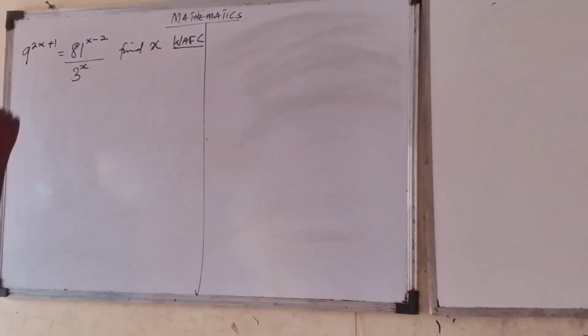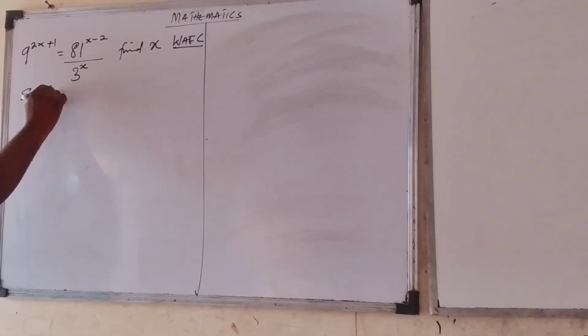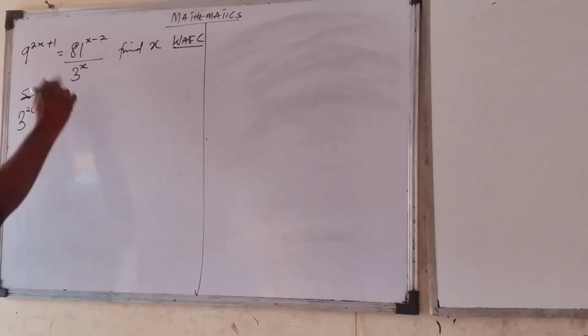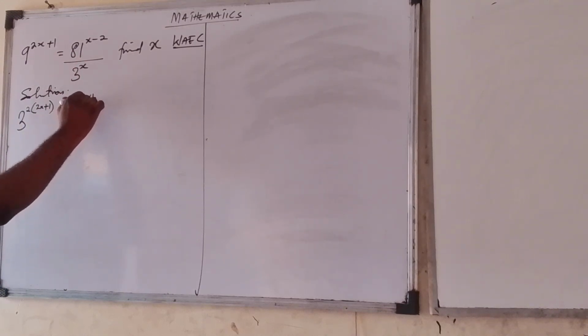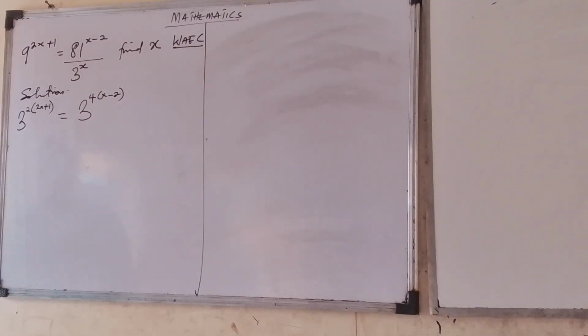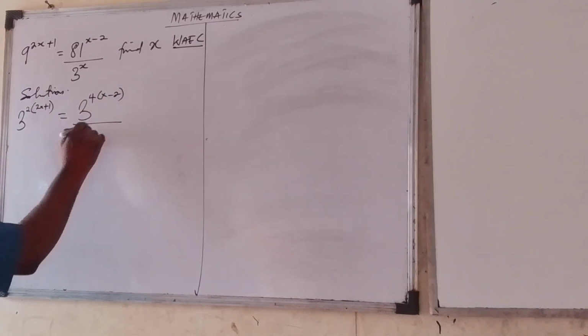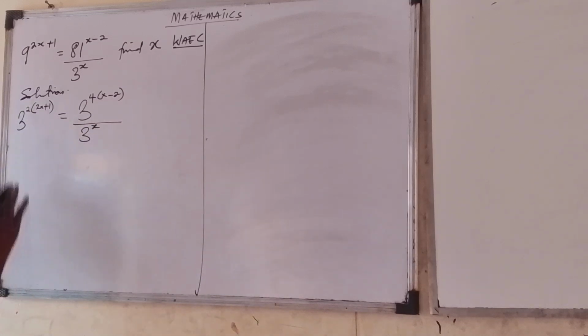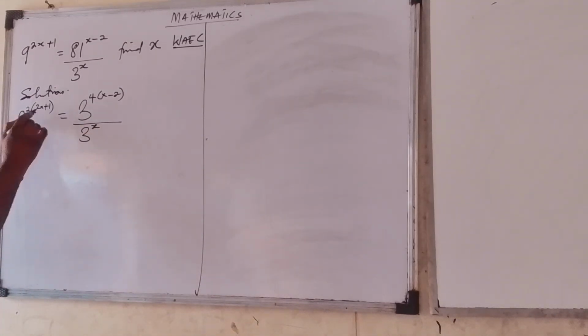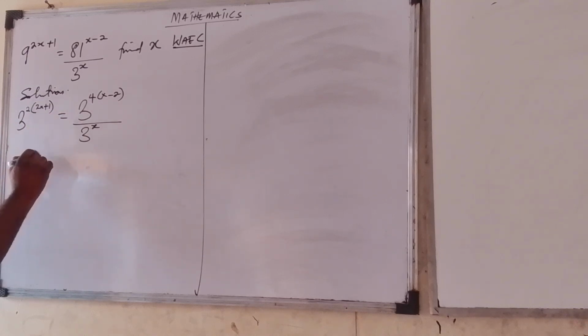So, solution. Now this is the same as saying 3. This 9 is 3 raised to the power of 2. Now remember there we have 2x plus 1 is equal to this 81 here, which is 3 raised to the power of 4. Then here we have x minus 2, all over 3 raised to the power of x. So at this point, this is the same as saying 3 raised to the power of 2 times 2x is 4x. 2 times 1 is 2.